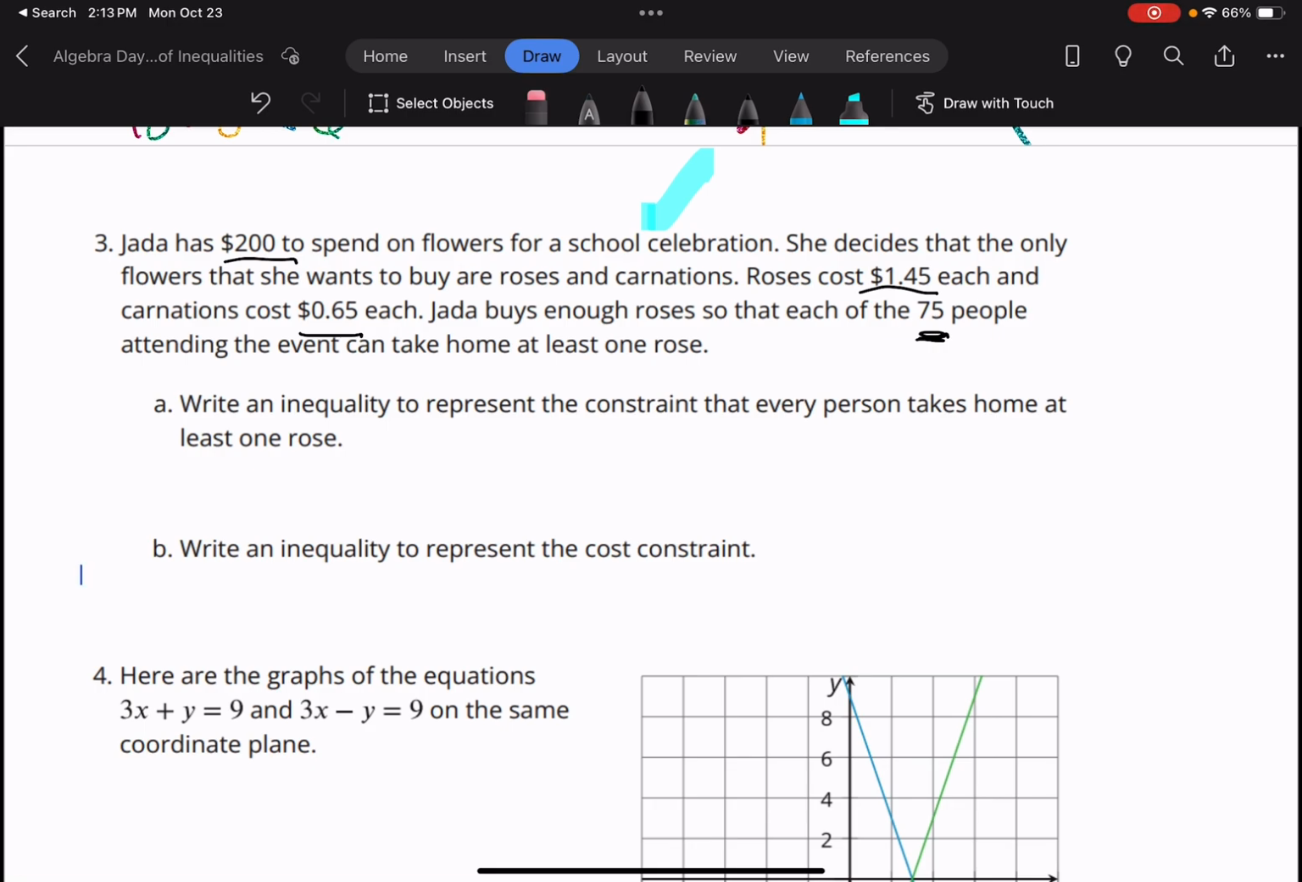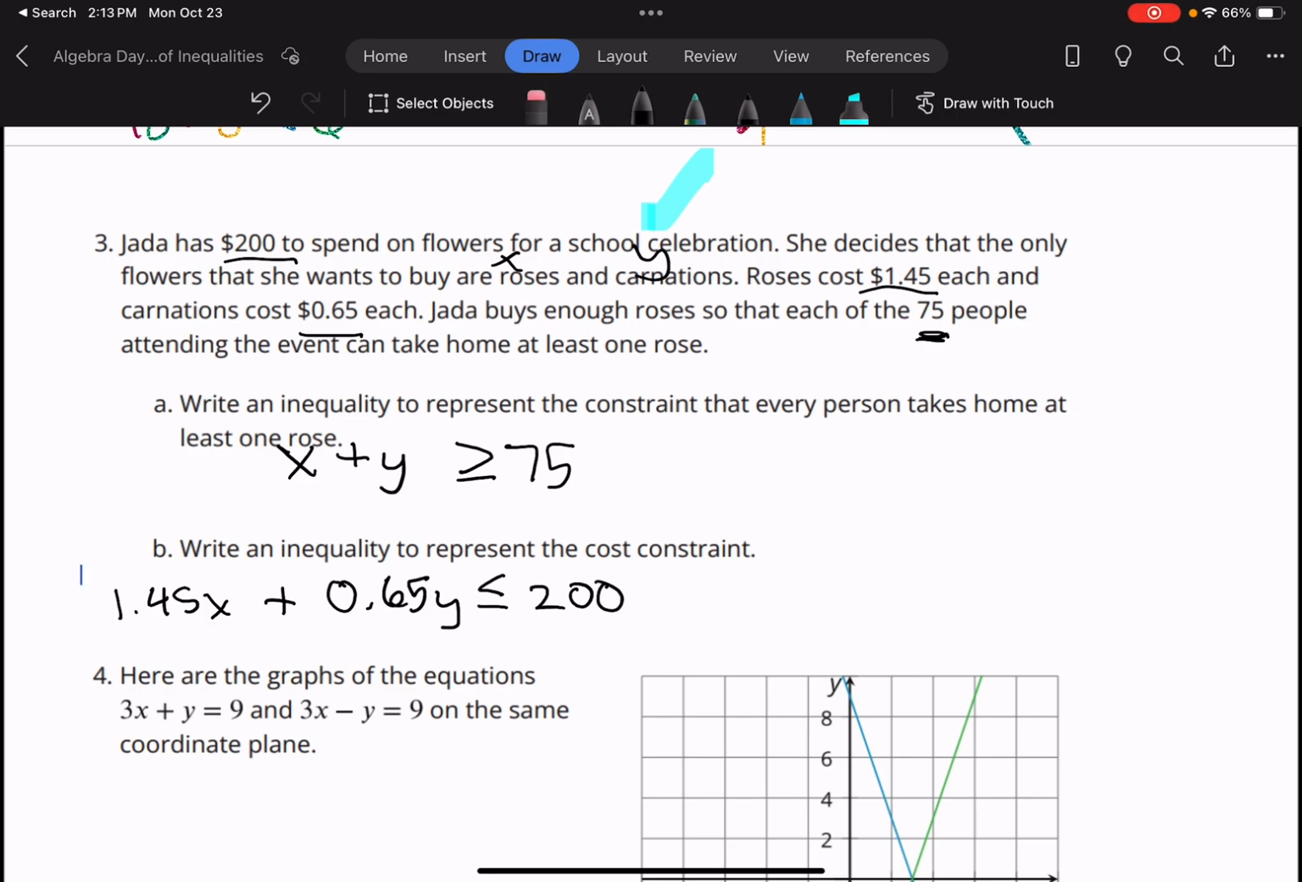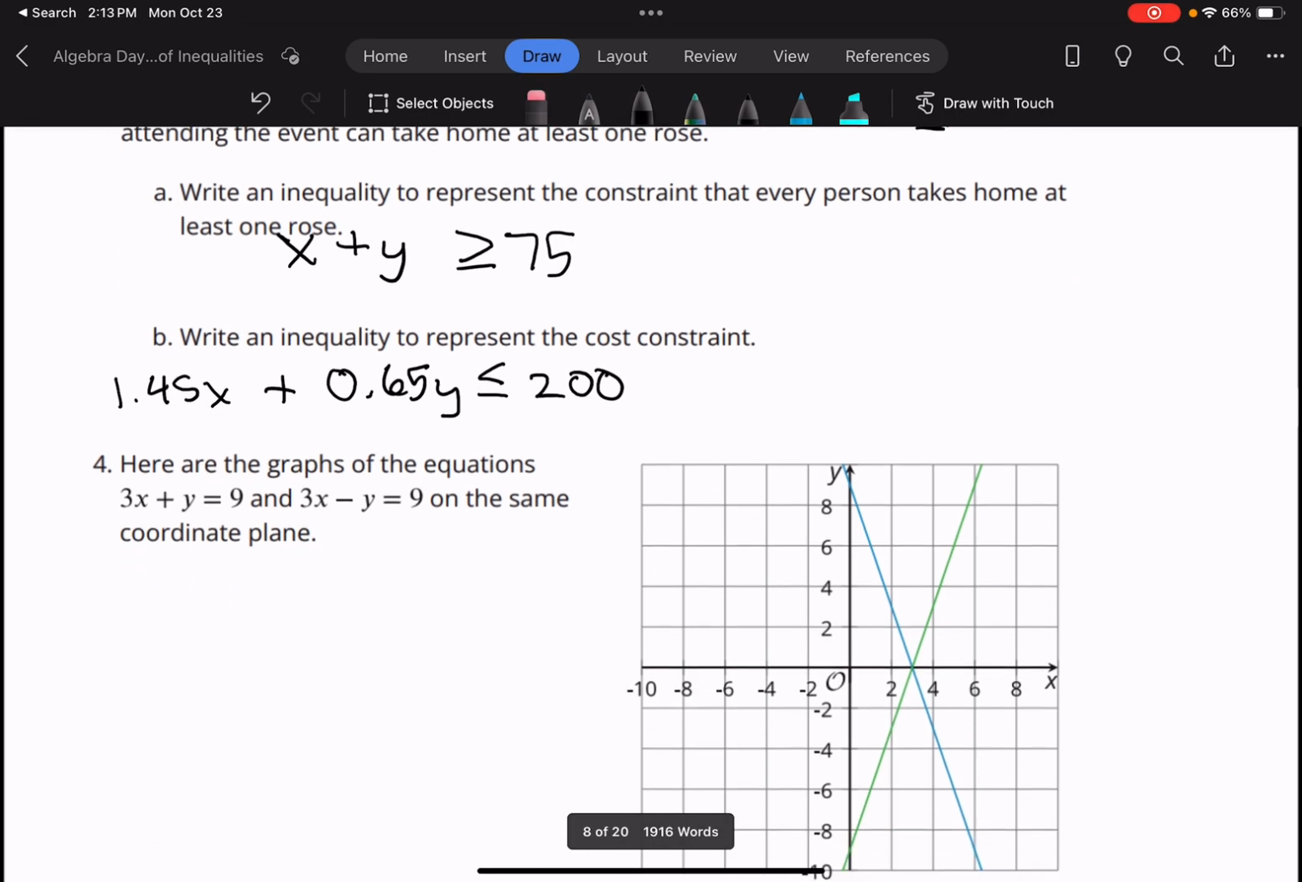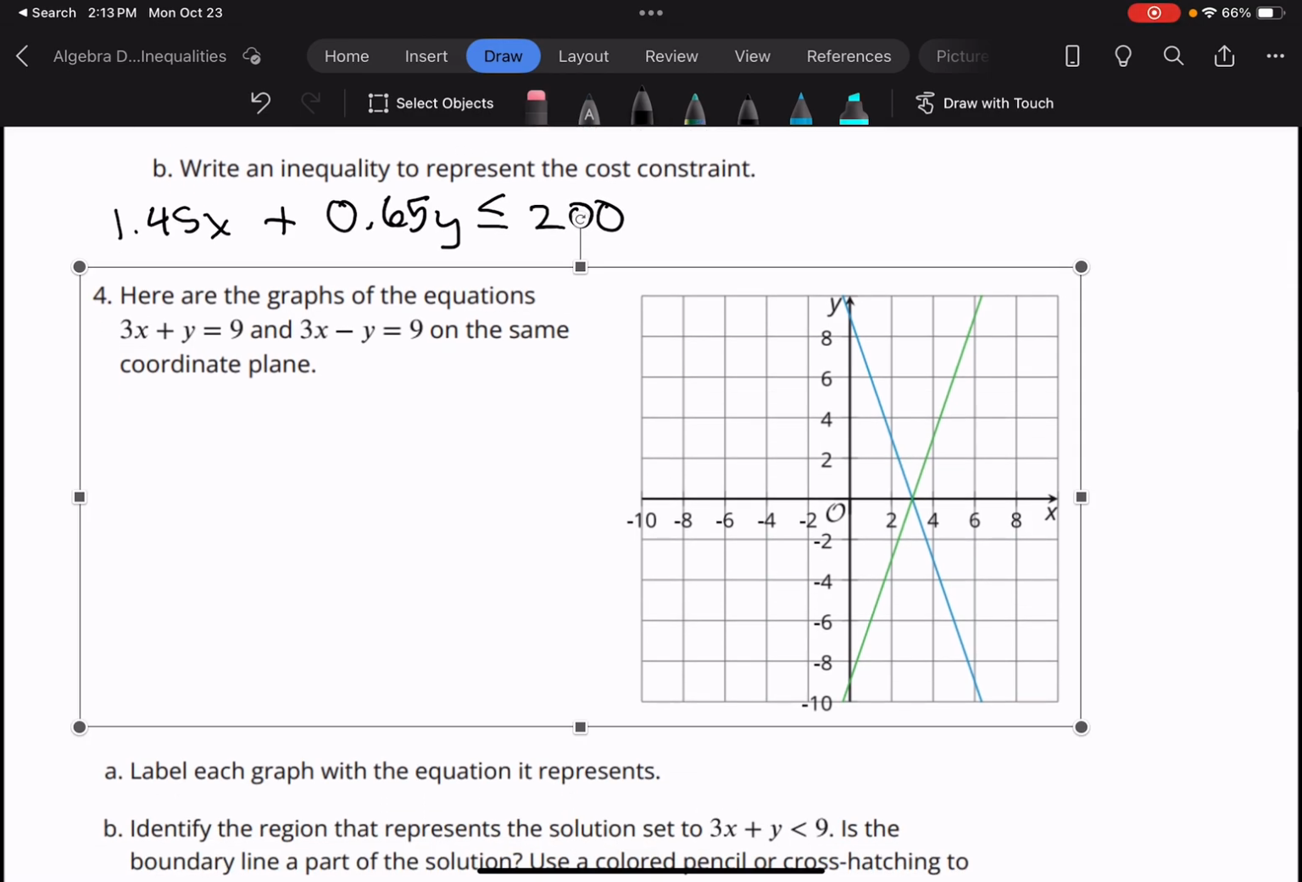It says write an inequality to represent the constraint that every person takes home at least one rose. So at least would be greater than or equal to 75. And then we have, let's say, x plus y, where x is our roses and y is our carnations. And then it says the cost constraint. So 145x plus 65y is less than or equal to 200, because we have to have a constraint there. That's it. That's all you have to do for that one. You're just writing those inequalities.